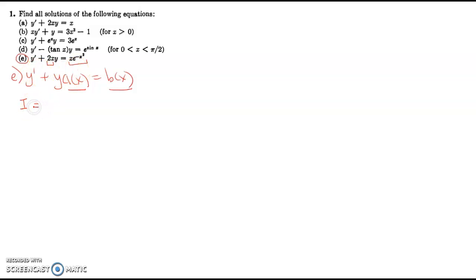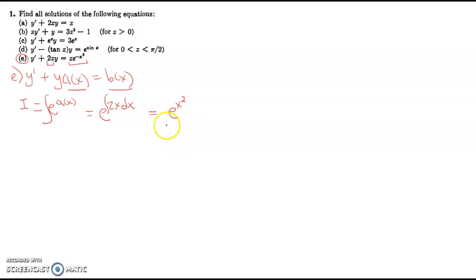If you remember, our integrating factor was e to the power of the integral of a of x, and that would be the differentiated form of that. All right, so let's write it down. That's going to give us e to the power of the integral of 2x dx, so this will give us e to the power of x squared.